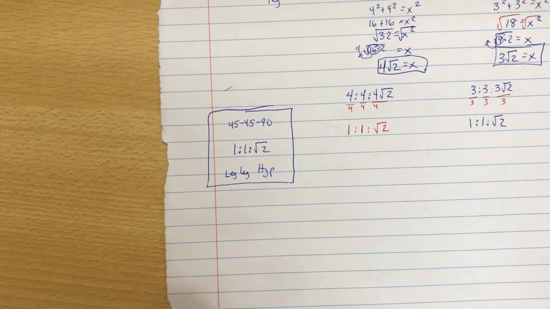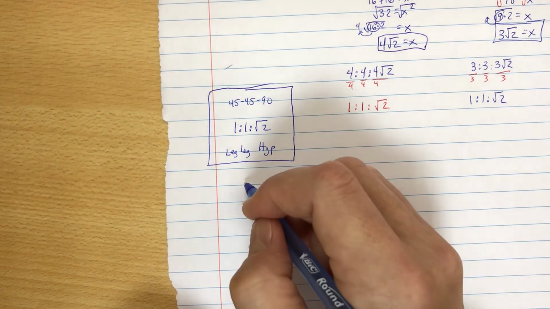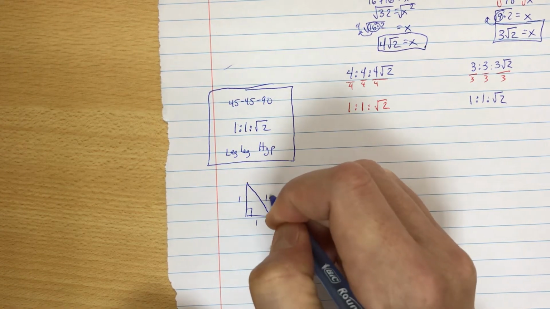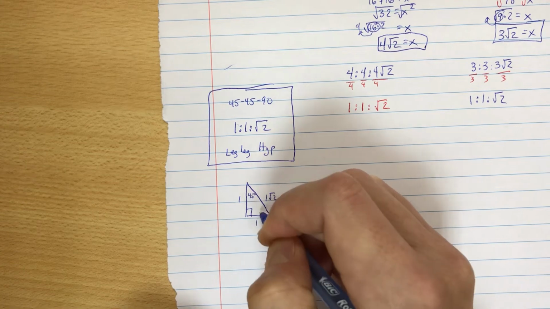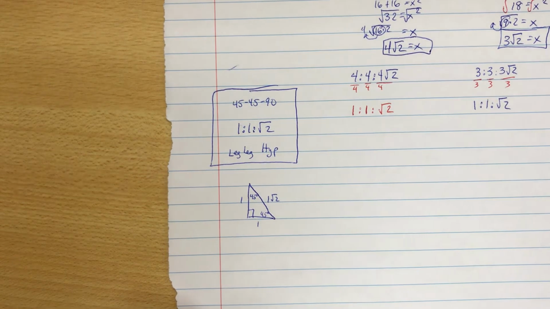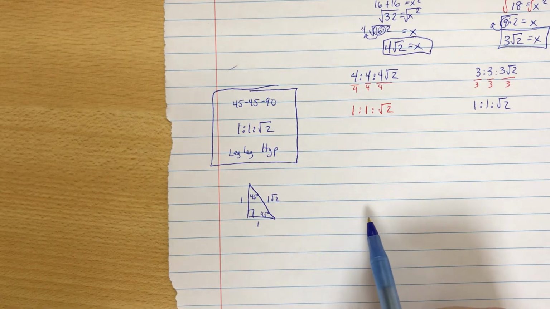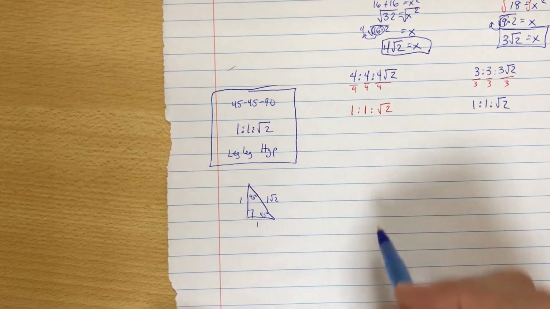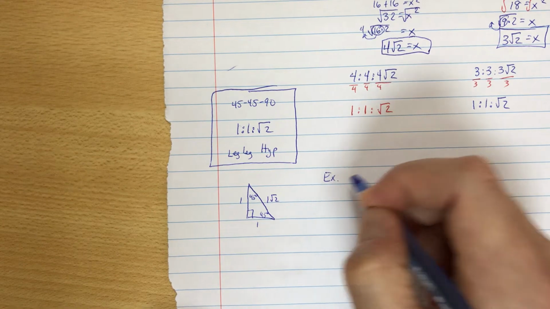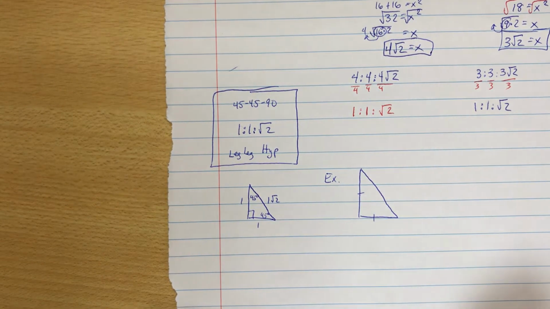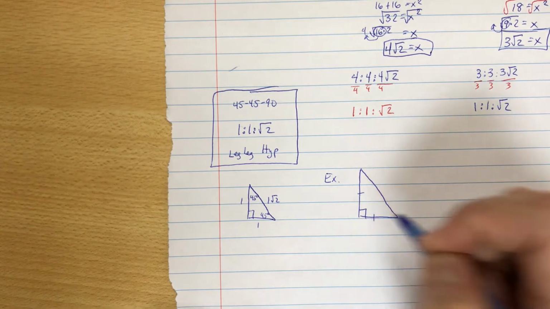If you look in a textbook, what they'll typically show you is this: 1, 1, 1 square root 2. That's what it looks like in the picture. But I find it easier just to work in the ratio, and I'll show you how. Now, with this, I'm going to give you a bunch of examples. So, example. This is only for a 45-45-90, which is isosceles.